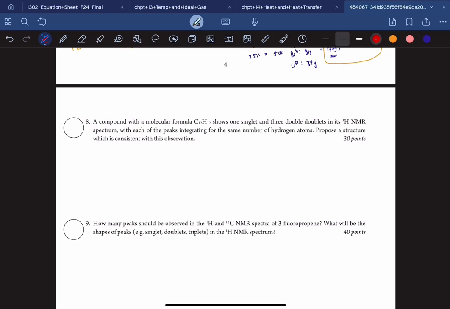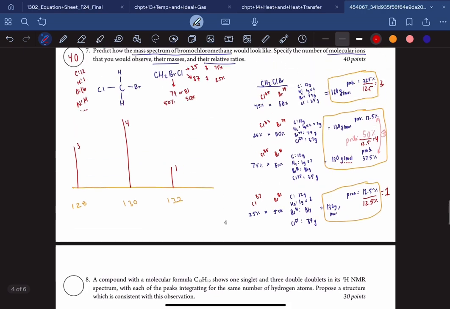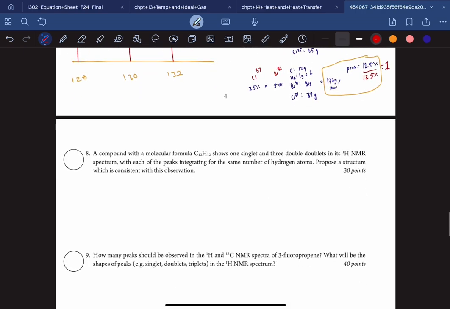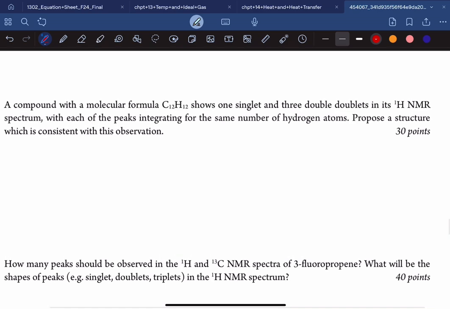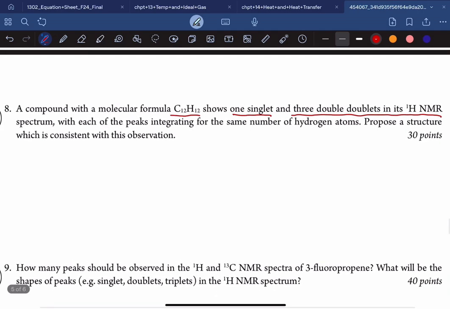So next question, this is also some kind of spectroscopy. We're using NMR, and we're given a formula. A compound with the formula C12H12 shows 1 singlet and 3 double doublets in its HNMR, okay? Each of the peaks integrates for the same number of hydrogens. Propose a structure which is consistent with this observation. Okay, we can do that.